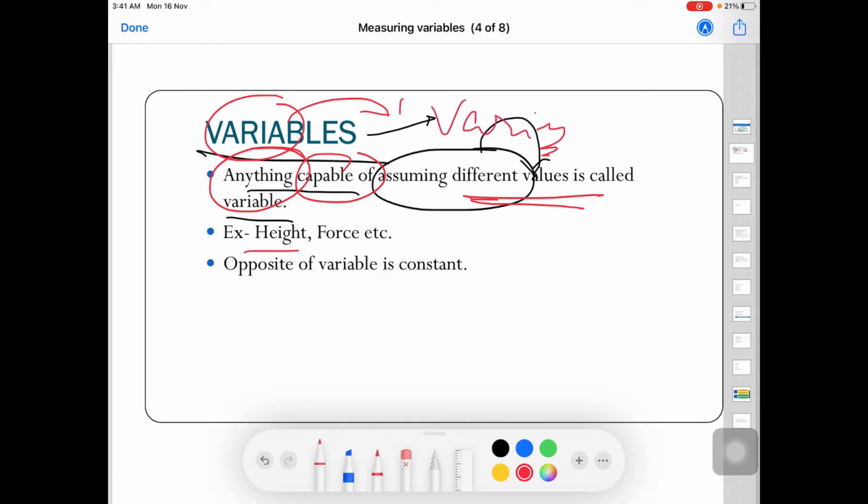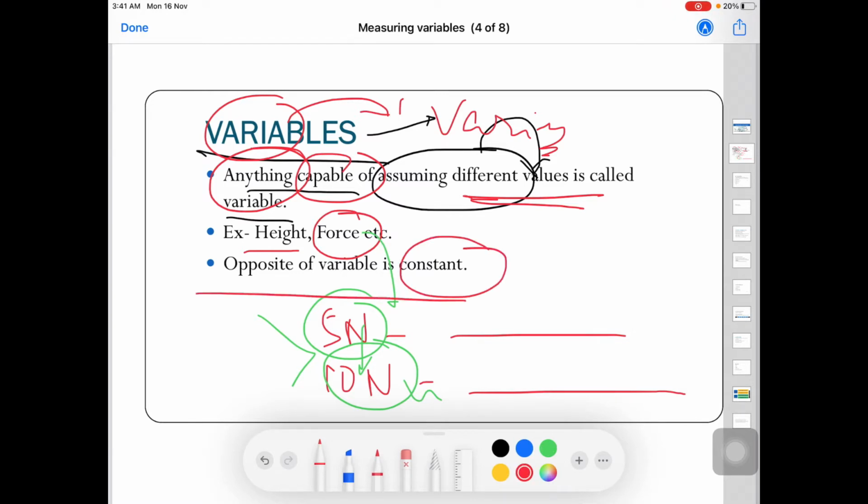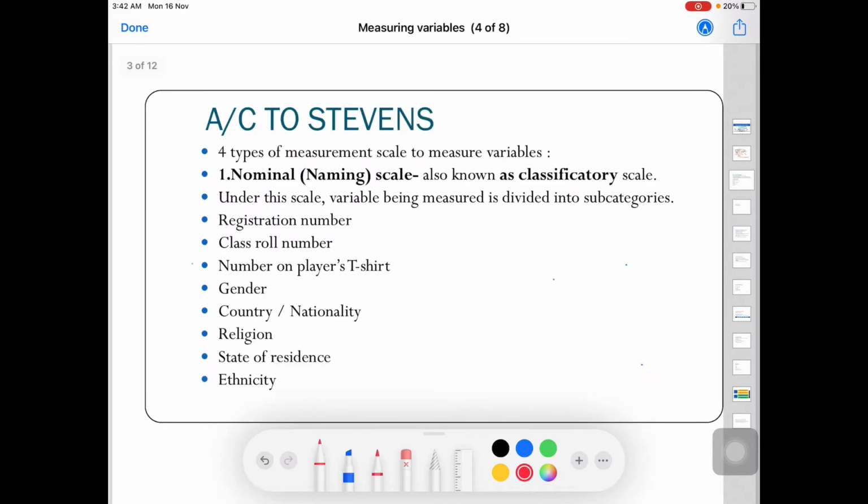For example, height keeps on changing, say the height of a plant, or the height of a growing child. Or force: if you kick a ball with 5 Newton, it will cover a certain distance. If you kick the same ball with 10 Newton, it will cover more distance, right? So this force can be changed from 5 to 10, from 10 to 12, 15. So it is a variable. The opposite of a variable is a constant. It is anything that doesn't change, for example the color of your eyes or your gender, which doesn't change naturally, so they are constant.